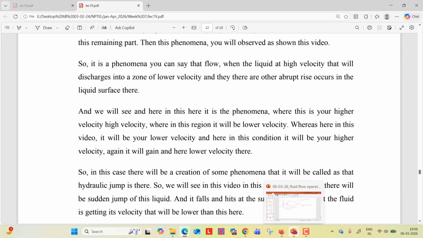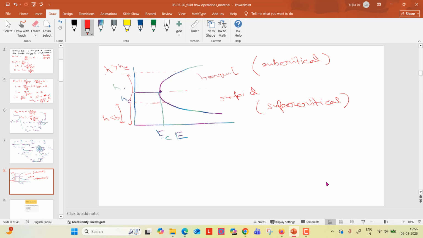Suppose a flow is happening. If you want a figure, suppose there is a dam, sorry, not like this. It has to be like a slope kind of thing. A dam is there. Suppose a dam is made on the path of a river. So fluid is coming very slowly and it is going in this direction, and it is going from the subcritical zone to the supercritical zone.